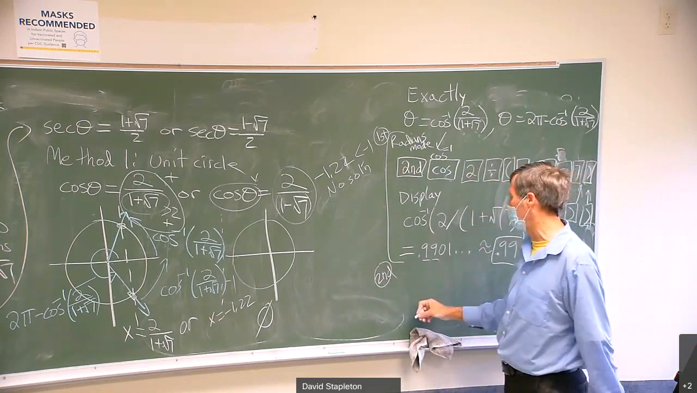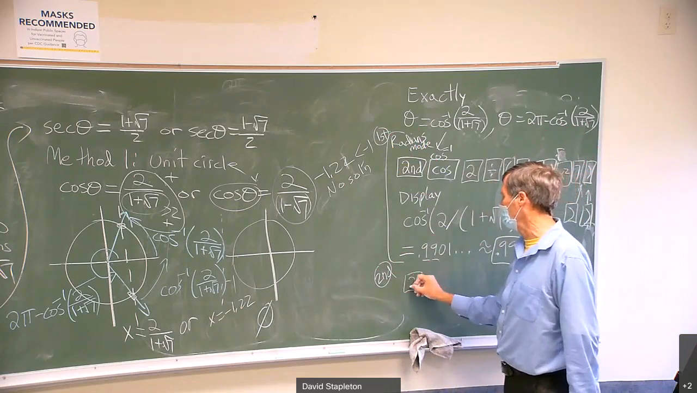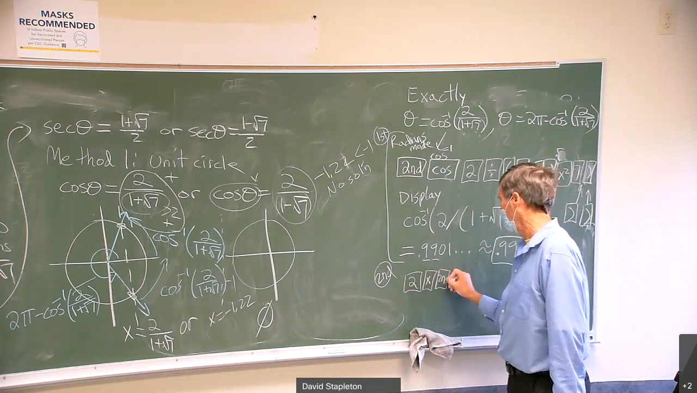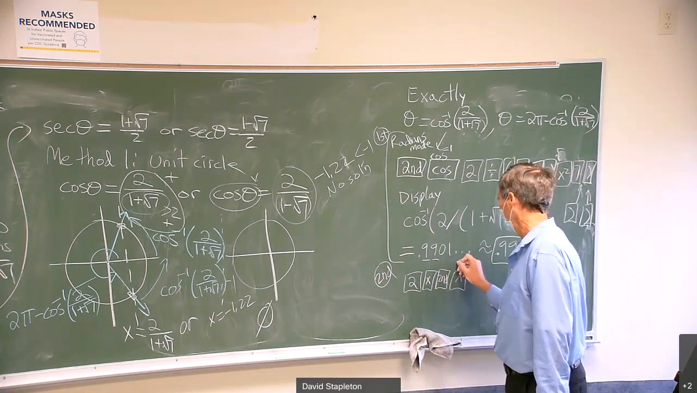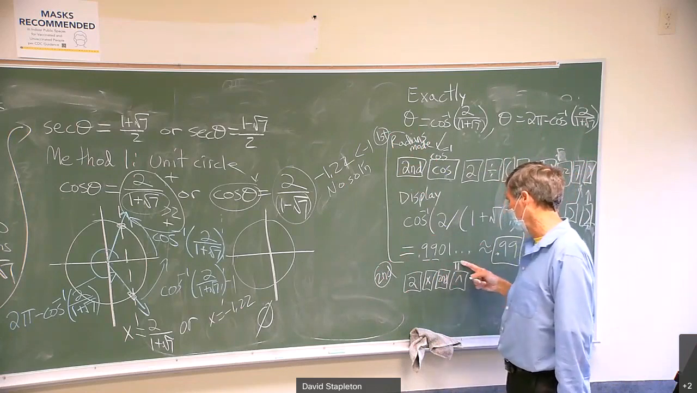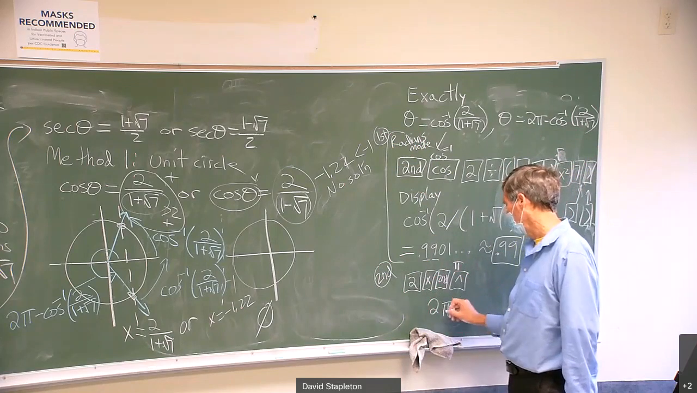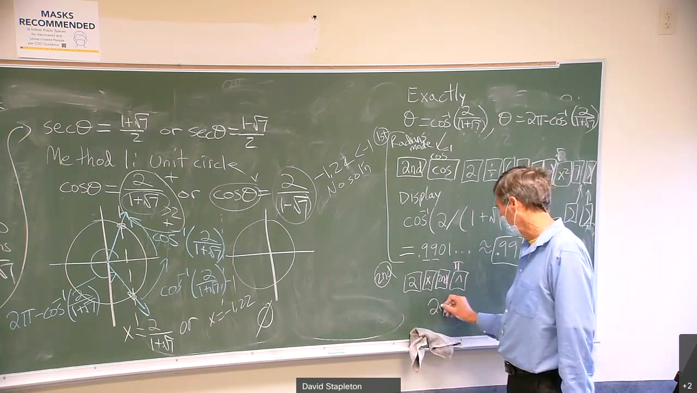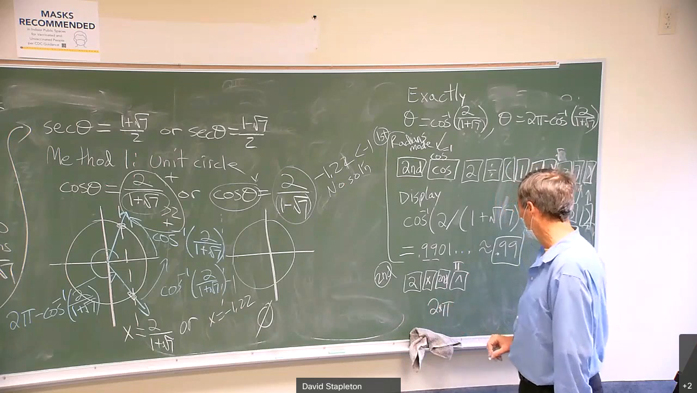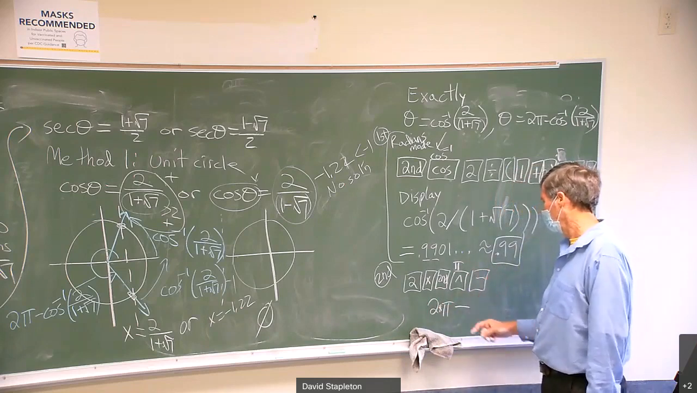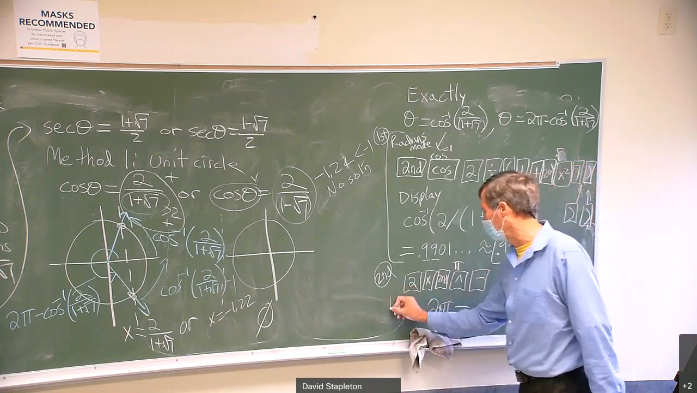Here's what you can put on your calculator. Push 2 times second caret, which gives you pi. So 2 pi appears on the display. And then minus. So these are the keys. This is the display again.